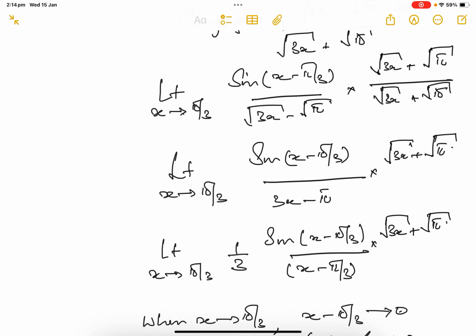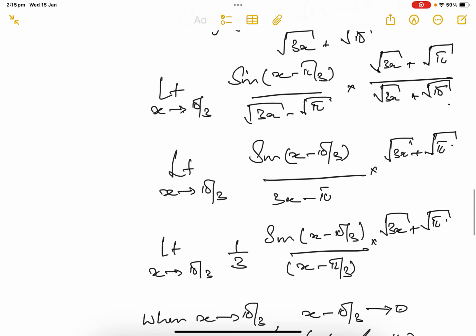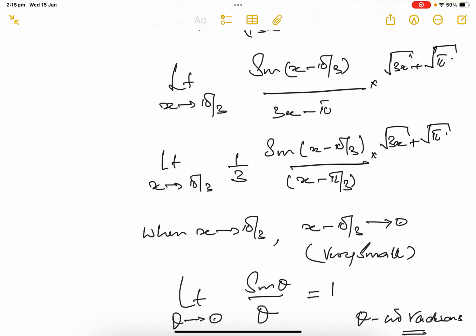Just keep the top part the same, so the numerator is the same. But the denominator, if you look at it, is like a minus b times a plus b, where the root of 3x is a and root of pi is b. We know that a minus b times a plus b is a squared minus b squared. So root of 3x squared is 3x, and root of pi squared is pi. So that is right.